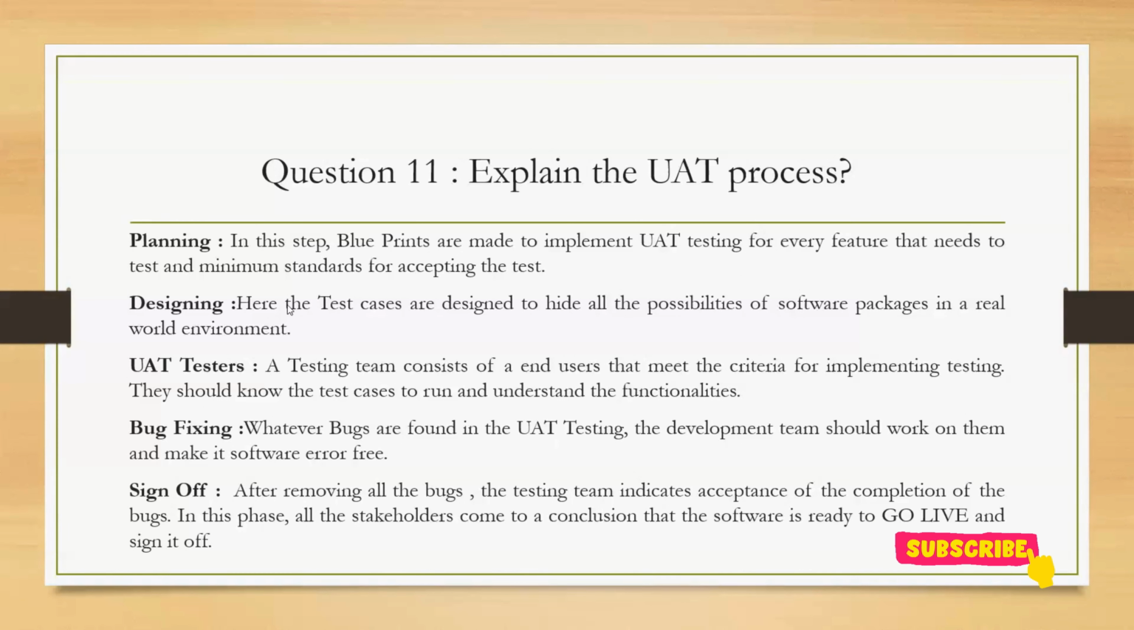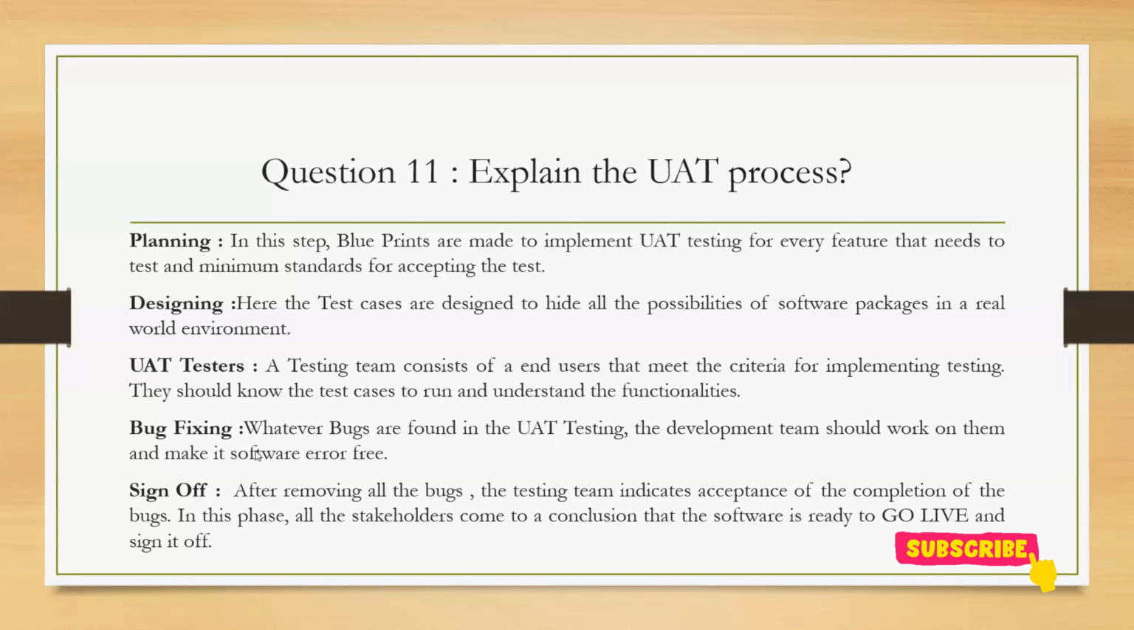So in UAT, we have the planning phase, wherein the blueprints are made to implement the UAT testing, for every feature that needs to be tested, and the minimum standards for accepting this test. The next phase after planning is design. Here the test cases are designed to cover all the possibilities of software packages in the real world environment. After that, we have UAT testers. So a testing team would be there consisting of the end users that meet the criteria for implementing testing, and they should know the test cases to run and understand the functionalities.